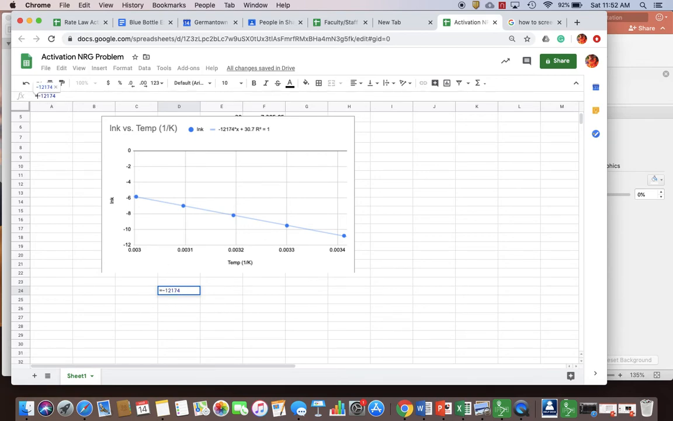Okay, and I'm going to go up here. We're going to say equals that number, and let's divide it. Let's just make it positive. 12,174 divided by 8.31, which is R. So that is our activation energy in joules for this reaction. So there you go. Hopefully that was a good refresher from some of the stuff that we did with the integrated rate law.